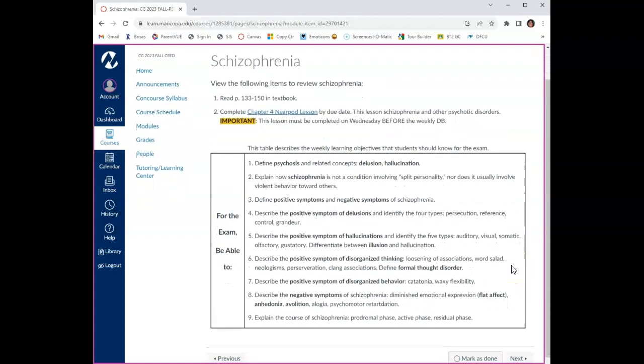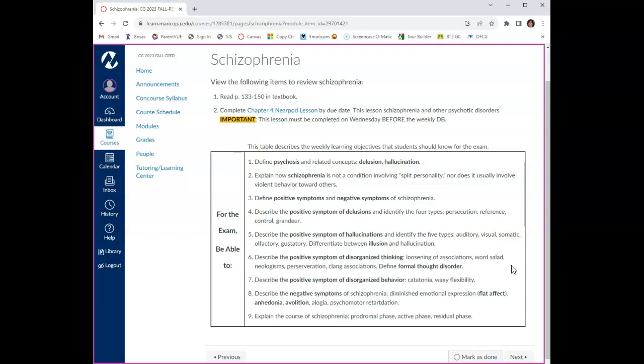The first section is on schizophrenia. In Greek, schizophrenia means a split from reality, not a split from the mind, but a split from reality where the individual experiences serious impairments to basic psychological functions. These impairments may result in hallucinations, delusions, and/or disorganized behavior. It will be important to differentiate between the positive and negative symptoms of schizophrenia for diagnosis. Please read the designated pages in the textbook and complete the corresponding Nearpod lesson.